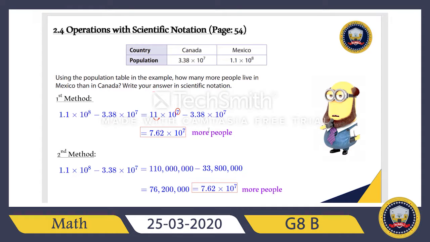76,200,000. Now, the answer should be in scientific notation as the question requires, so I'm going to convert this standard notation back to scientific notation. How? By moving my decimal point back to this position here. So I should write it as 7.62. Why? Because we need this multiplier to be between 1 and 10 for this scientific notation. And since I moved my decimal point 7 places, then the power of 10 should be 7. So there are 7.62 times 10 to the power of 7 more people in Mexico than Canada. And this number is equal to this number.